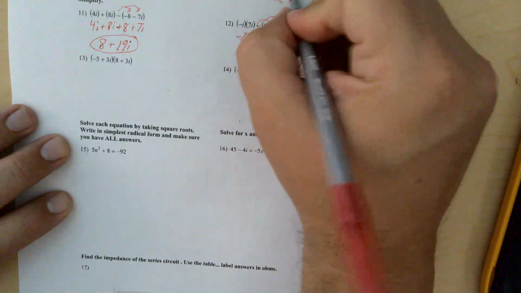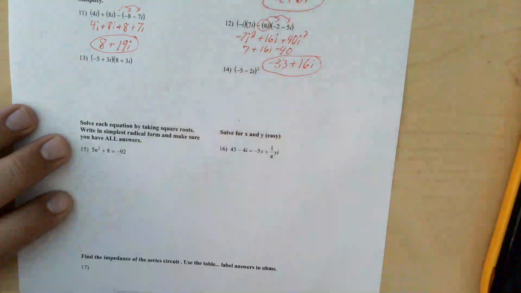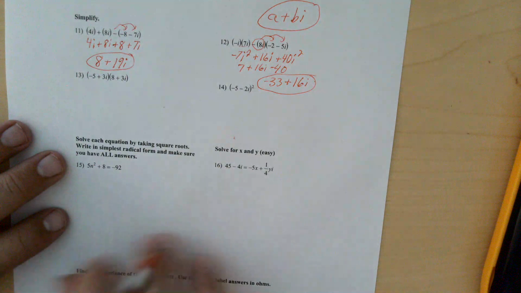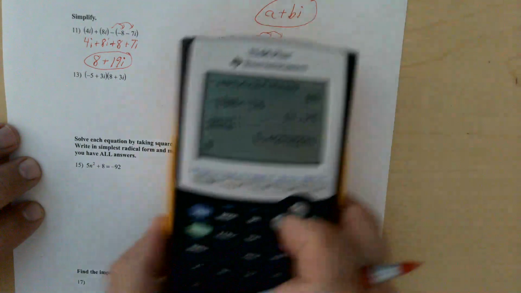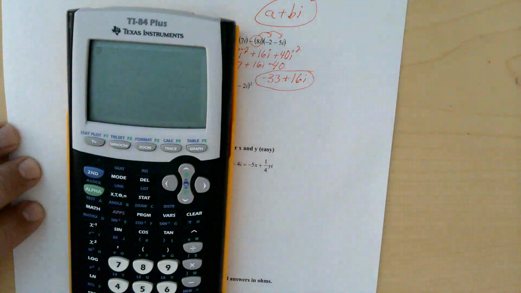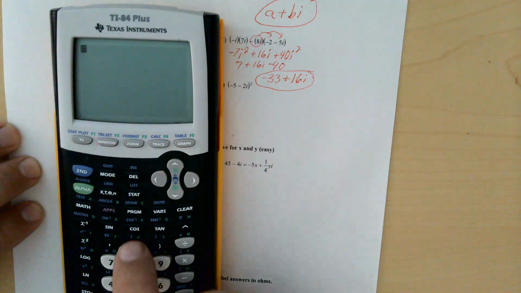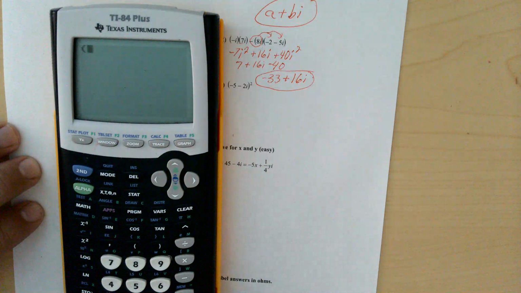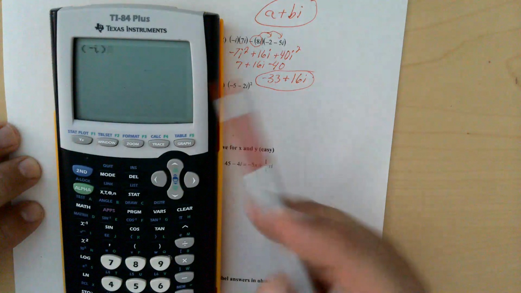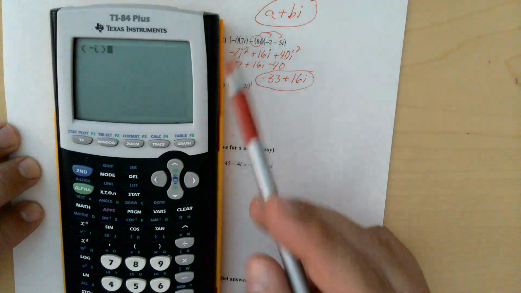So you always want your answers in a plus bi mode. Let me quickly show and review how you can type this into a calculator. If I see a problem on paper, I want to type this into my calculator exactly how I see it. So the first part was just a negative i in parentheses.